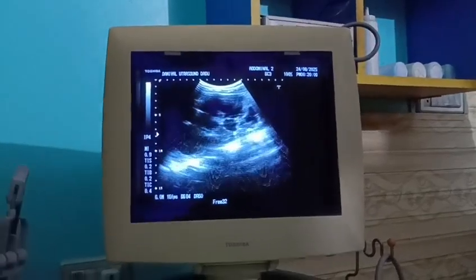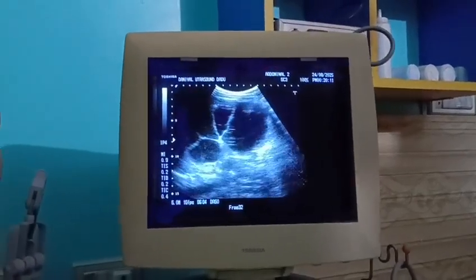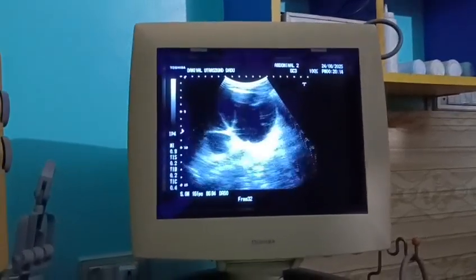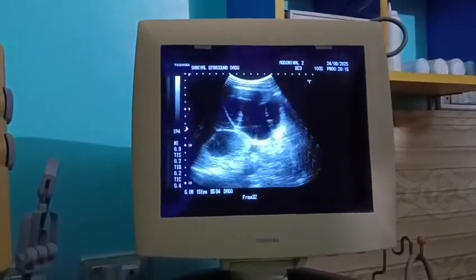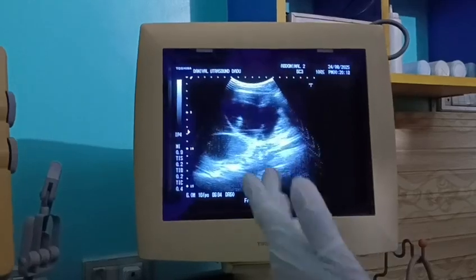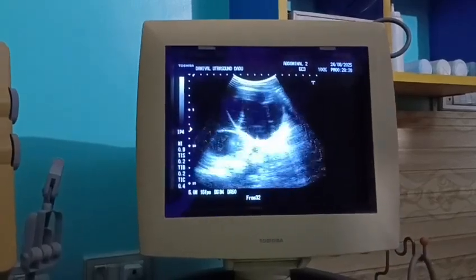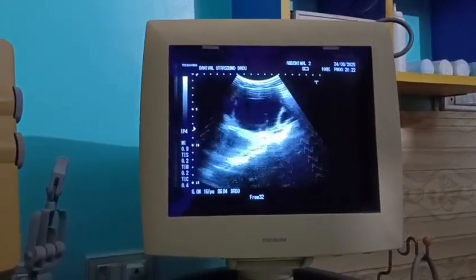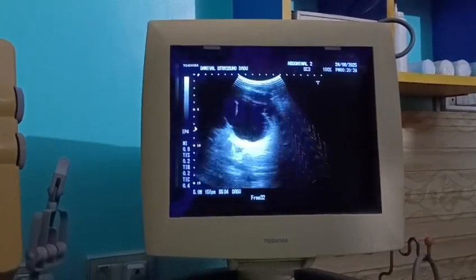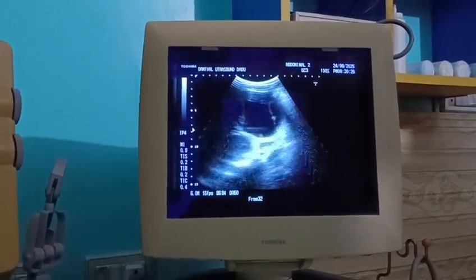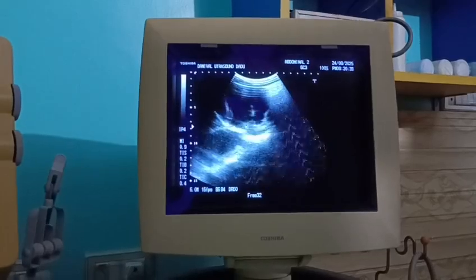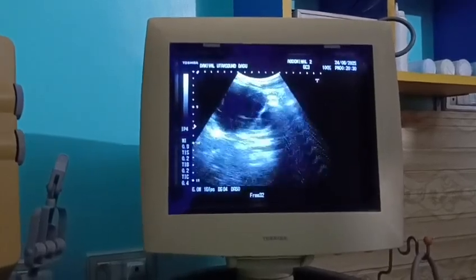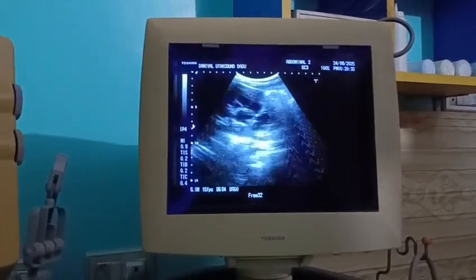Now the important question that arises is why the kidney is severely dilated. In most cases there are stones in the ureteric area or pelvic-ureteric junction, but in this case we do not find any obviously obstructing stone in the pelvic area. So probably this is a pelvic-ureteric junction stricture.